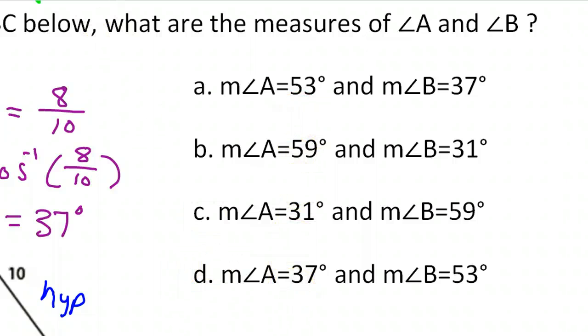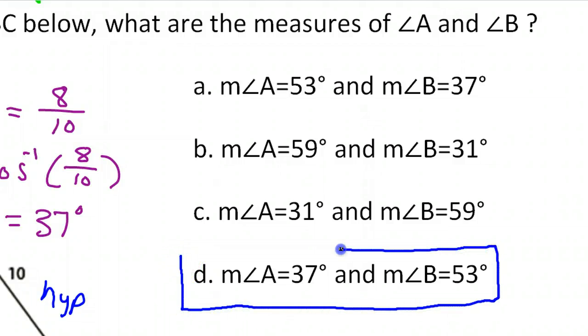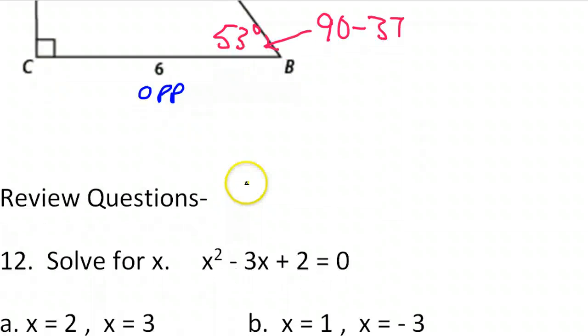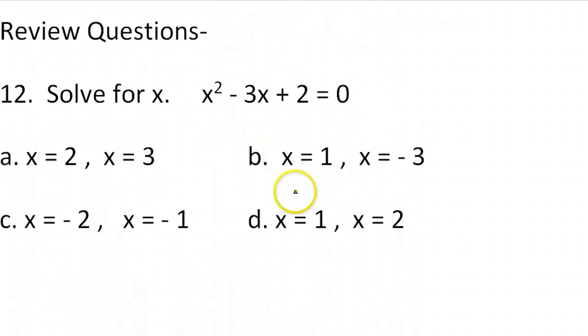Okay, and here it is, option D. A is 37, B is 53 degrees. So that was number 11. Now we just have some review questions. Solve for x given this little equation here.